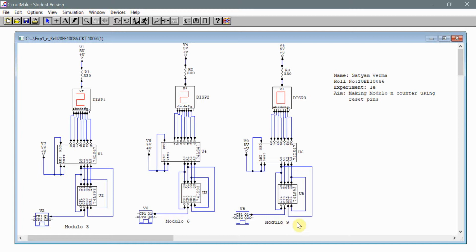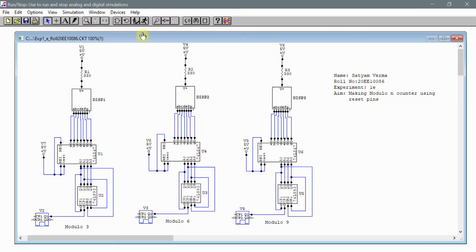Similarly, a modulo 9 counter wherein MR1 is connected to A3 and MR2 is connected to A0. So the first instance when both of these pins simultaneously become 1 or reach the high state is at a binary input 1 0 0 1, which is equivalent to 9 in the decimal system. So therefore it is a modulo 9 counter.